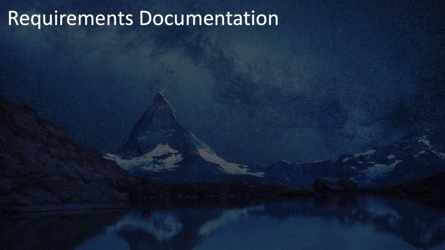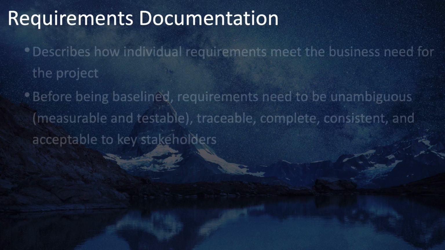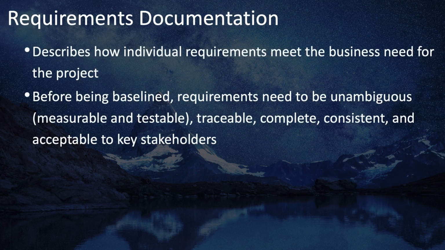Next, we have the requirements documentation. What is its purpose, and what are some of its characteristics? Its purpose is that it describes how individual requirements meet the business need for the project. And some of its characteristics are that before being baselined, requirements need to be unambiguous, that is, measurable and testable, traceable, complete, consistent, and acceptable to key stakeholders.